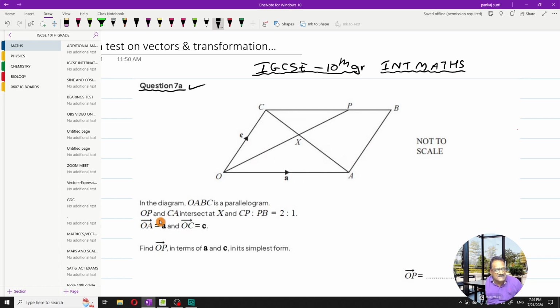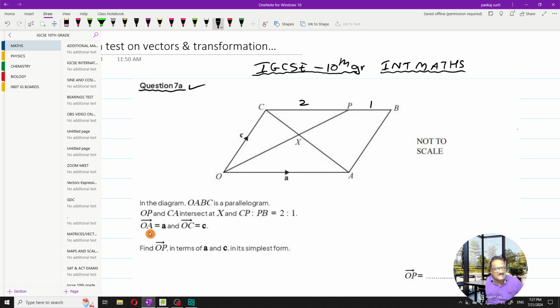Now, moreover, he says that OP and CA intersect at X. Can you see this OP and this CA? These two lines are intersecting at this point X, right? And CP is to PB is equal to 2 is to 1. So this is CP and this is PB. The ratio of CP is to PB is 2 is to 1. So, let me put that, right?